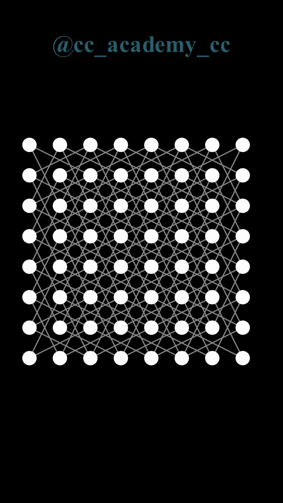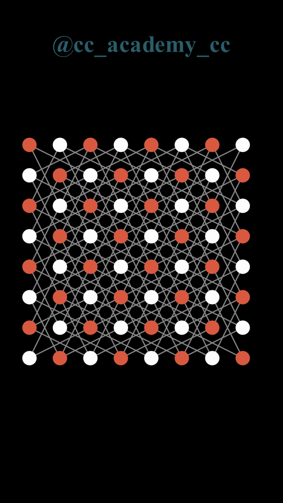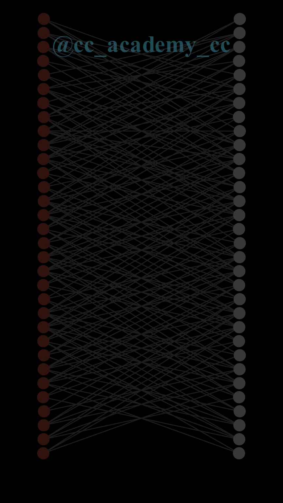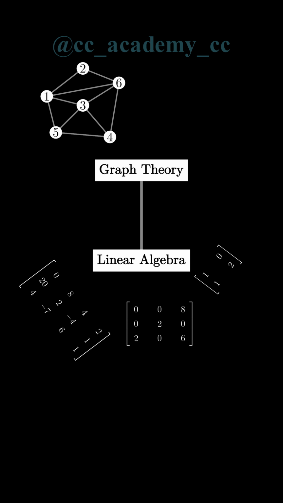A bipartite graph is a graph that can be colored using only two colors in such a way that no two connected nodes share the same color. What's fascinating is that the question of whether a graph is bipartite can be answered only by using linear algebra, where one primarily focuses on matrices.